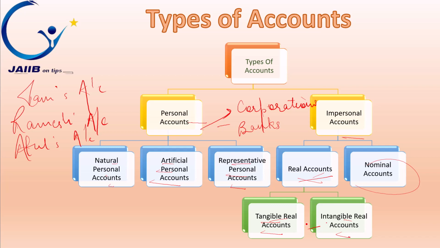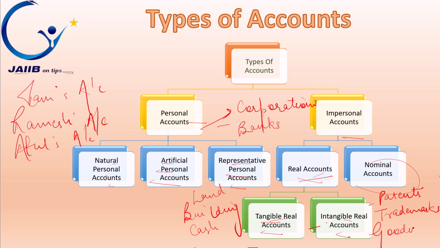So these are the items that have a physical existence and hold value, like land, building, equipment, cash, etc. Okay. And the intangible real accounts have a lack of physical presence but possess financial value, like intellectual property such as patents, trademarks, goodwill, etc. Right. And the last one is nominal account.